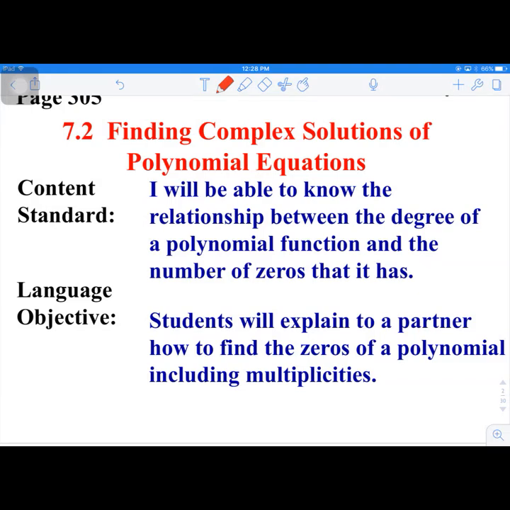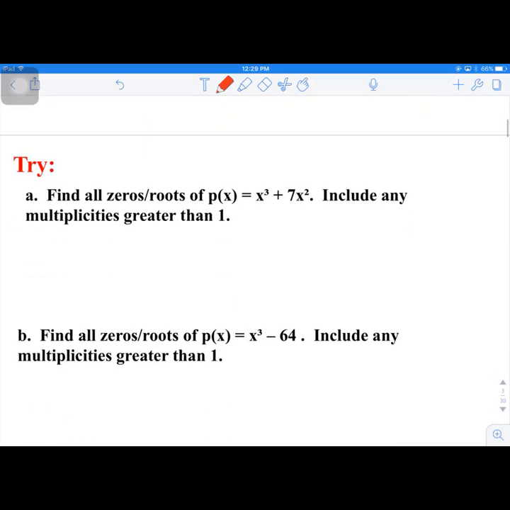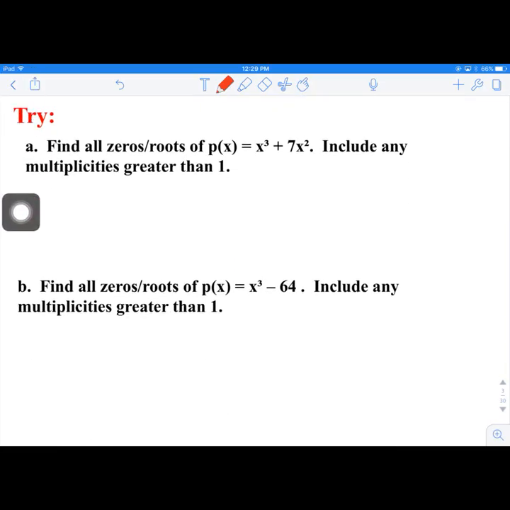Okay, 7.2 day 1 is finding complex roots or solutions of polynomial equations. In this lesson, we'll be using all of the skills that we have learned in the previous module, module 6, to factor any polynomials that we find to obtain the solutions.